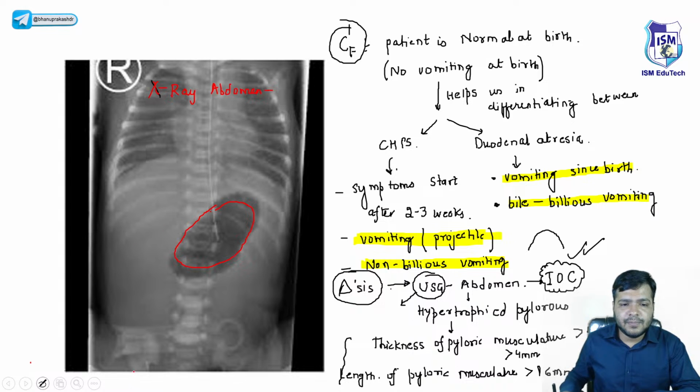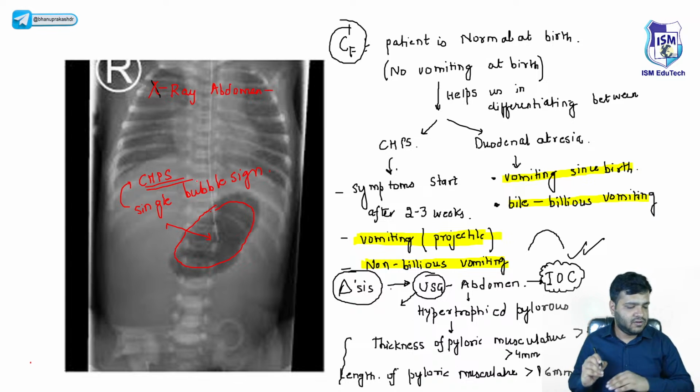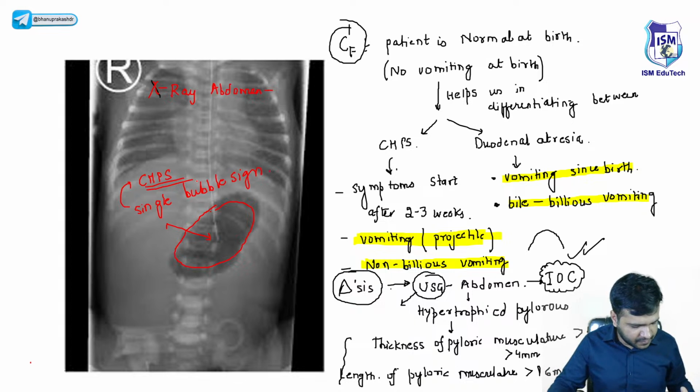Okay, a single bubble will appear in the stomach. This single bubble sign, remember, is suggestive of congenital hypertrophic pyloric stenosis. Okay, congenital hypertrophic pyloric stenosis.